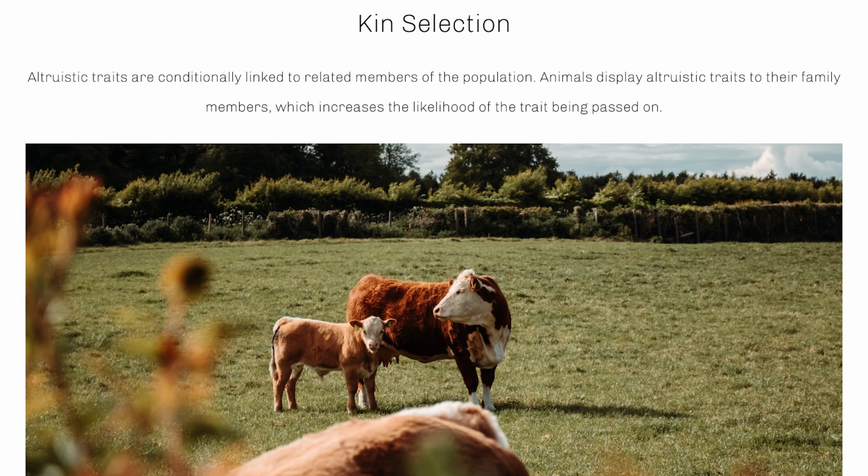The kin selection model adequately explains the variety of altruistic behaviors seen in the natural world. In this model, our altruistic traits are conditionally linked to related members of the population. What this means is that families of organisms behave altruistically towards each other, even if this results in a negative outcome for the altruistic member of the family. It results in an increase in survivability for the family as a whole.